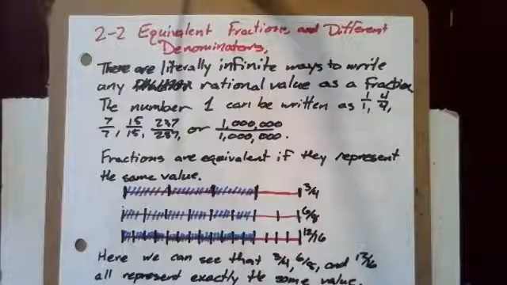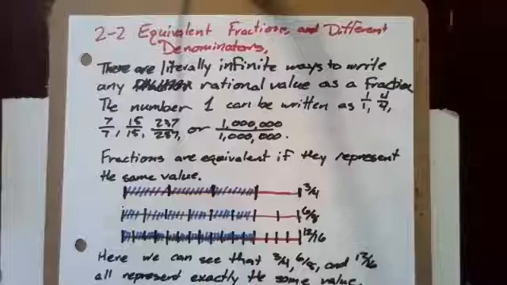In this video, we'll investigate equivalent fractions and different denominators. There are literally infinite ways to write any rational value as a fraction. The number 1 can be written as 1 divided by 1, 4 divided by 4, 7 sevenths, 15 fifteenths, 237 237ths, or 1 million 1 millionths. And there are infinite more. Pick any number, divide it by itself, and you have 1.